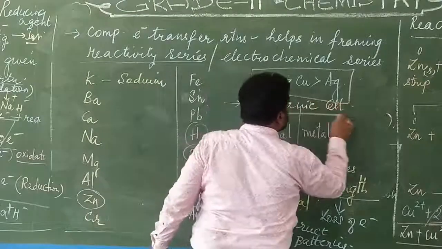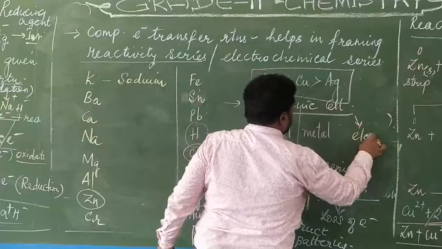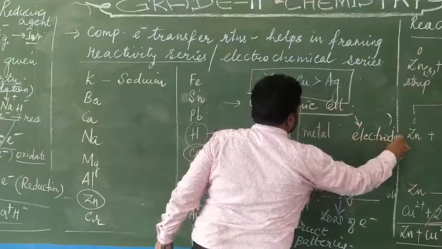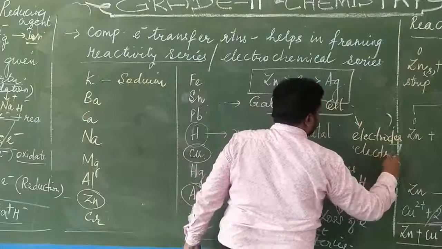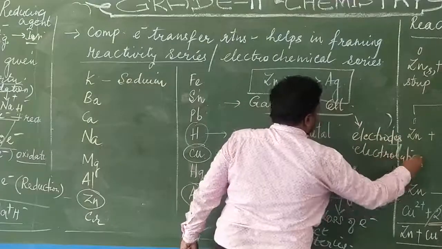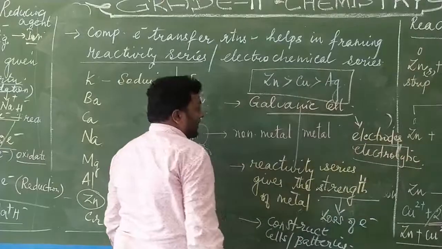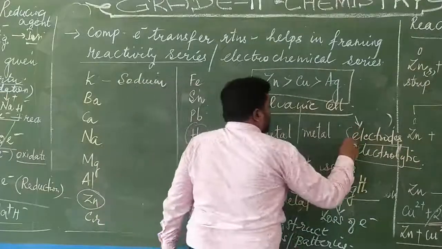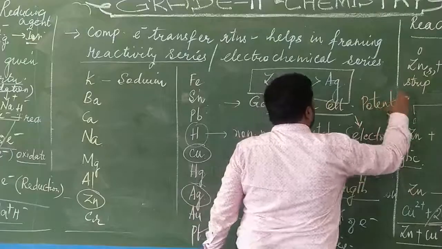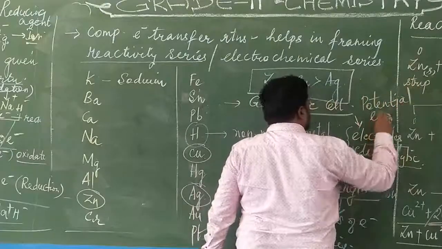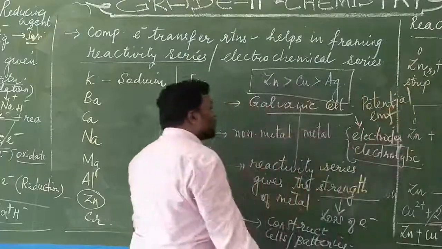In a galvanic cell we will be using electrodes. You will be studying this in first standard. Electrodes and electrolytic solution: based on the electrodes and the electrolytic solution, there will be a potential gradient. The potential gradient is called EMF, that is, electromotive force.